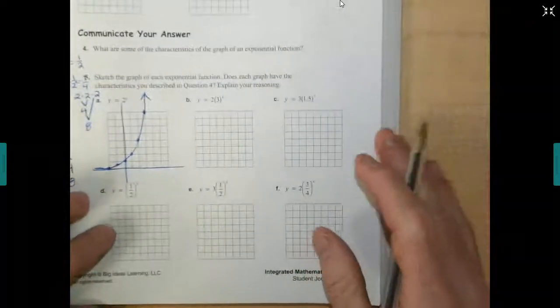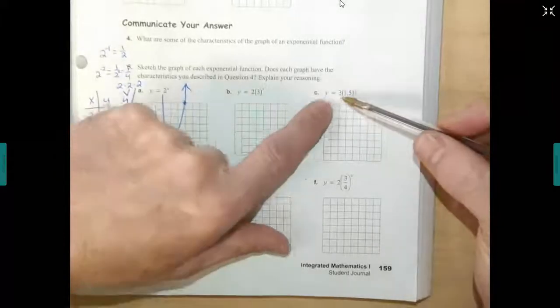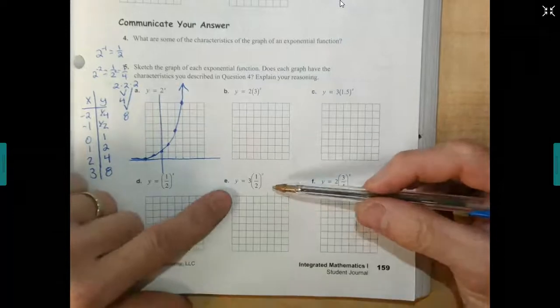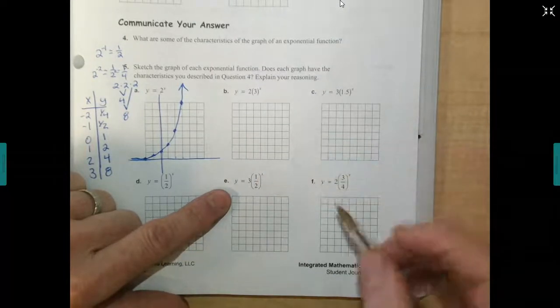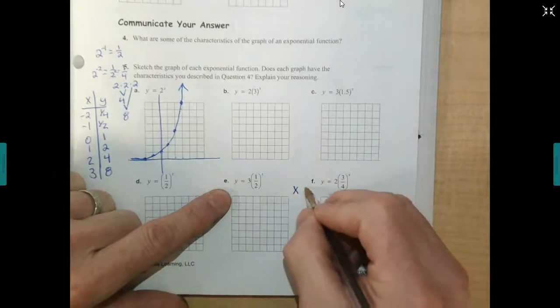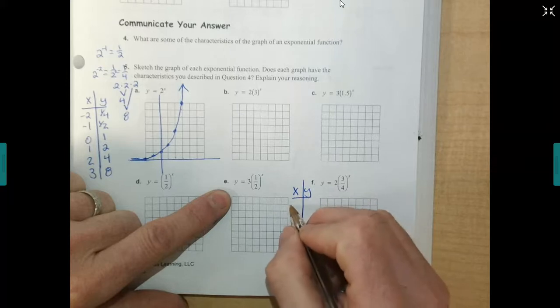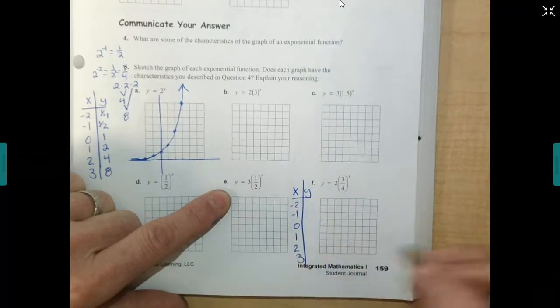Let's do one more. Let's do this one right here. Actually, let's do a decay: 3 times 1/2 to the x. I'm going to do my same thing. I'm going to have an x and a y, and I want to do -2, -1, 0, 1, 2, 3.